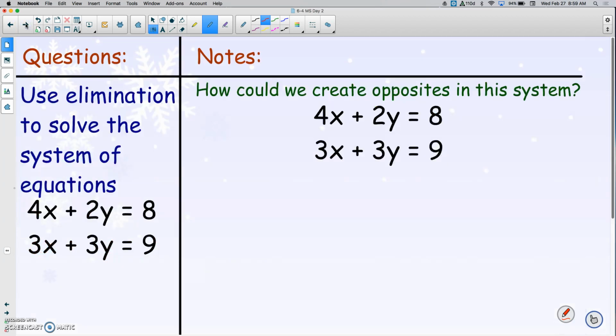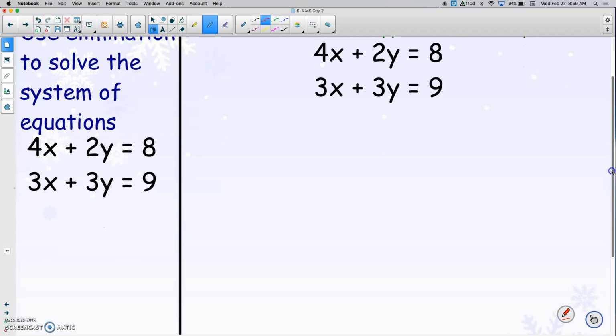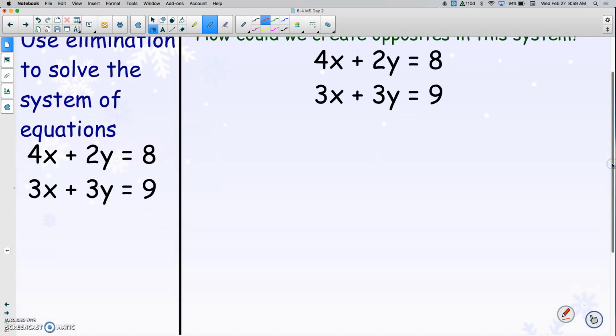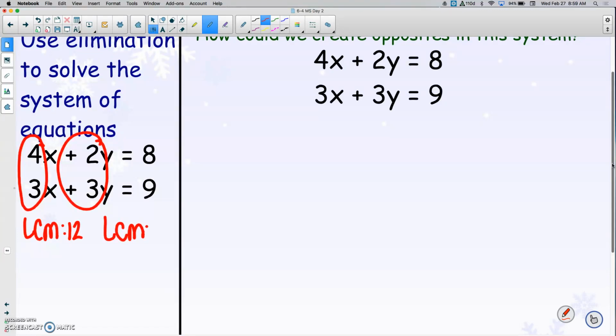Second example. This one's a little bit different than the first one. The LCM of 4 and 3 is 12. The LCM of 2 and 3 is 6. So what's different on this one is we are going to have to change both equations. So changing both equations, whether you want to change the x's or the y's, it's up to you.